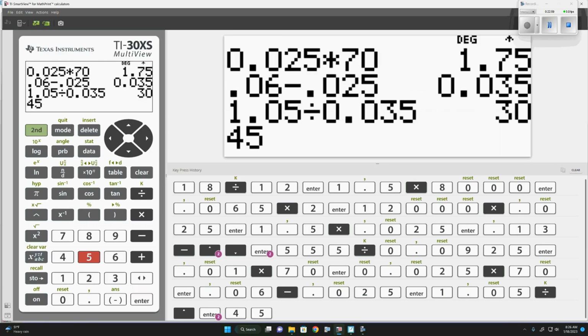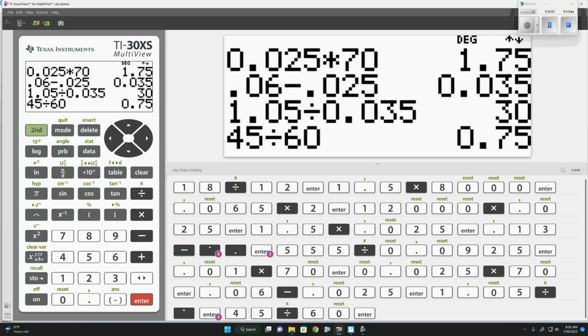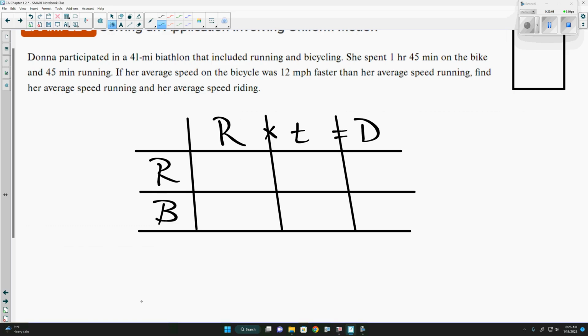So really we're converting the 45 into hours. 45 divided by 60 is 0.75. So that means she spent 1.75 hours on the bike and 0.75 hours running. So our time for running is going to be 0.75. Her total time on the bike is 1.75. So we know the time.